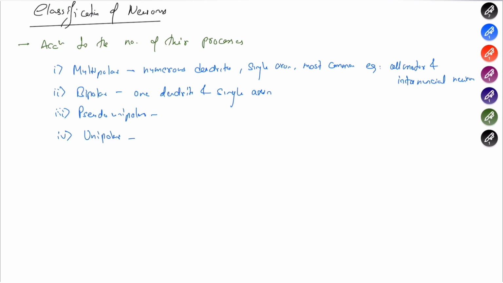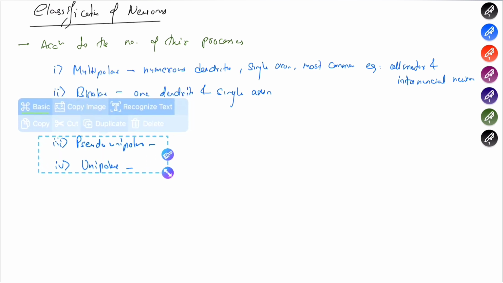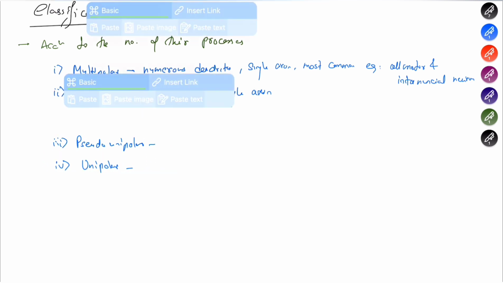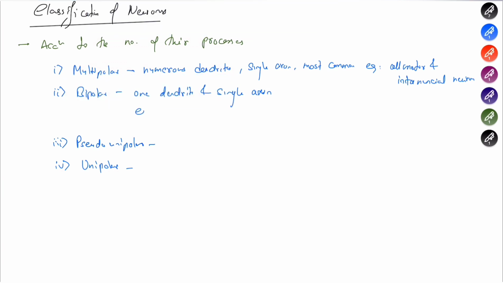Example: the first neuron of retina, olfactory mucosa, and ganglia of eighth nerve.